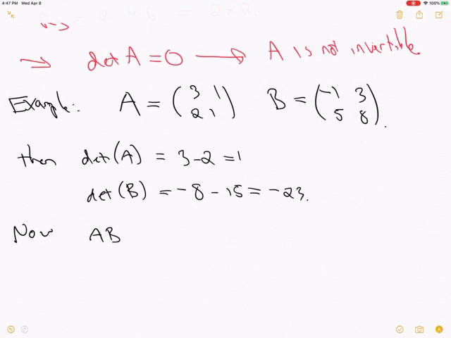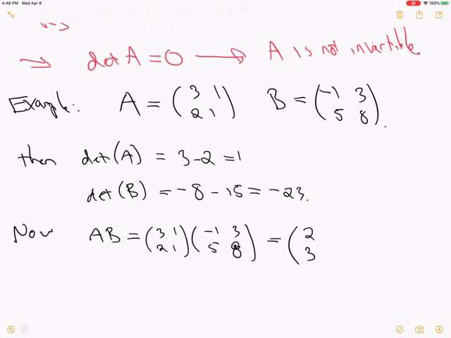What happens if we do A times B? So that's 3, 1, 2, 1, multiplied by minus 1, 3, 5, 8. So we're just going to do matrix multiplication. So we get negative 3 plus 5, that gives us 2. The 2, 1 entry, that gives us negative 2 plus 5, that gives us 3. Now let's do the 1, 2 entry, that is 3 times 3 is 9, plus 8, that gives us 17. And the 2, 2 entry, that gives us 3 times 2 is 6, plus 8 gives us 14.